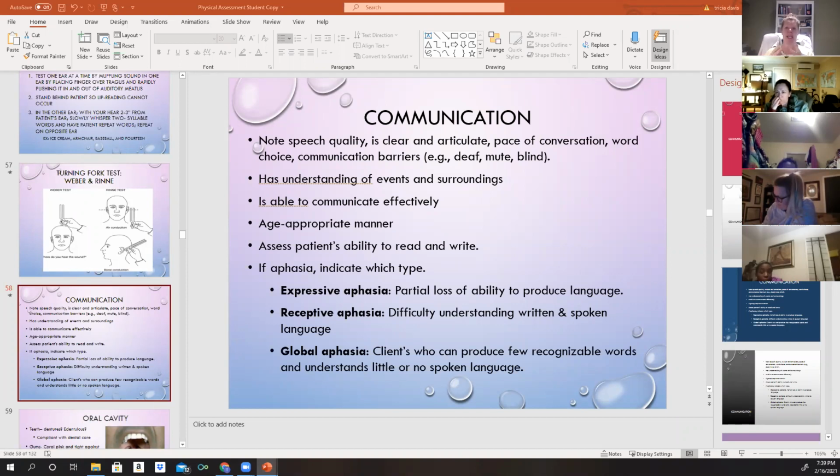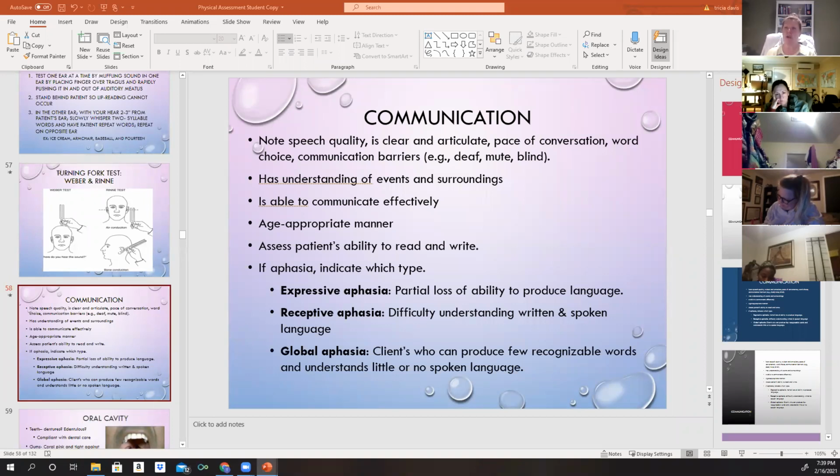Can they communicate in an age-appropriate manner? So your patients who are developmentally delayed might not have a huge language library to choose from, so they might not use the words that you and I would use. Maybe their cognitive ability is only that of a 3-year-old or a 4-year-old. You want to assess the patient's ability to read or write.